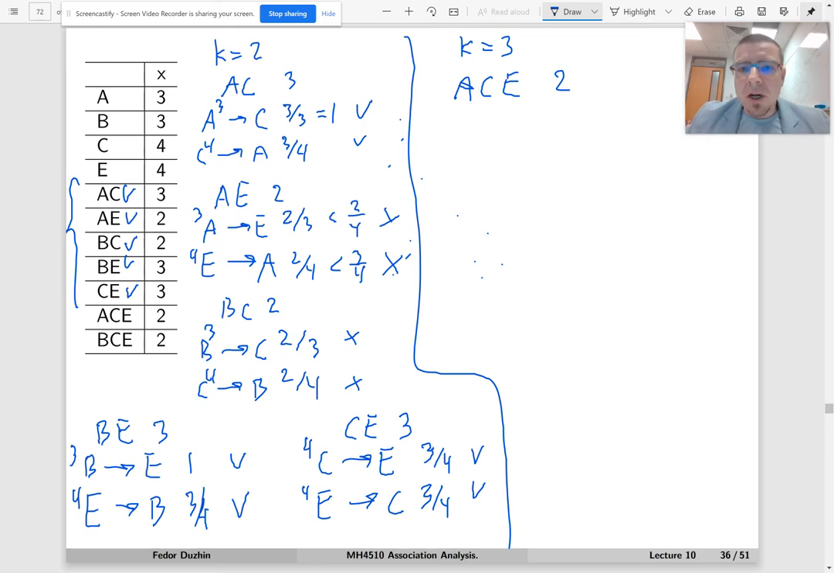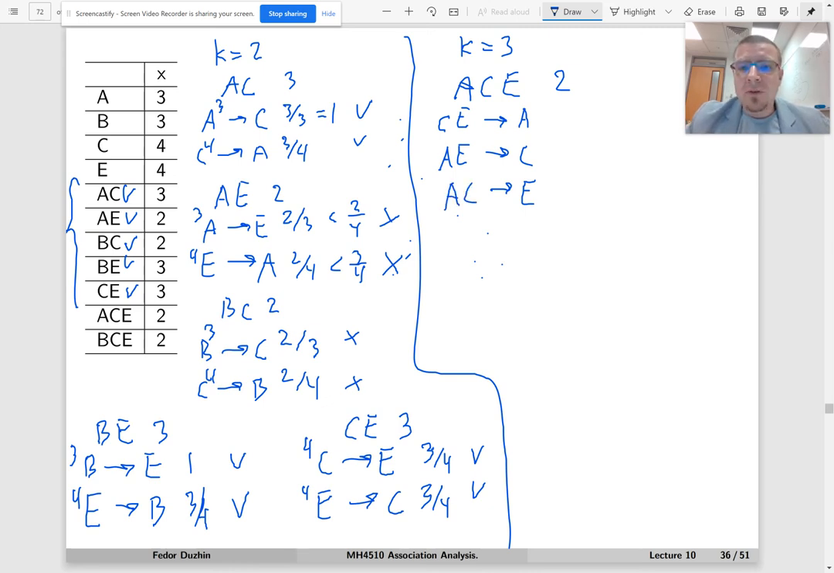Now first we are going to try all the rules with just one item on the right, right? So this item on the right can be A, can be C, and it can be E, right? So we are going to have to try 3 rules. So CE implies A, AE implies C, and the last one is AC implies E.